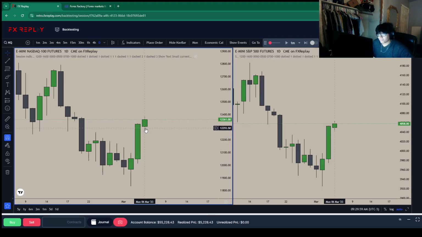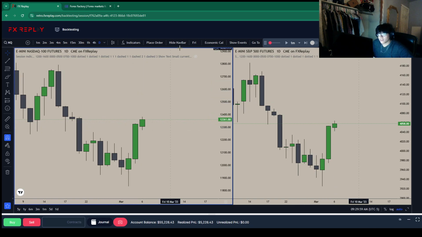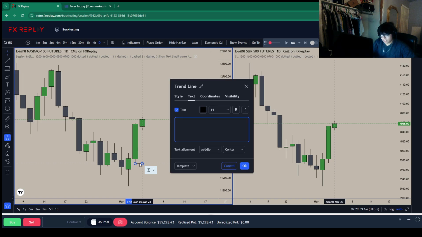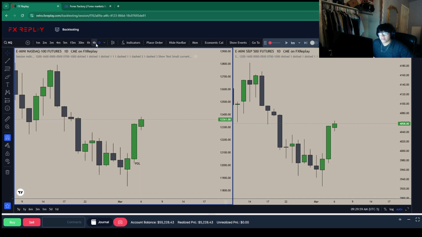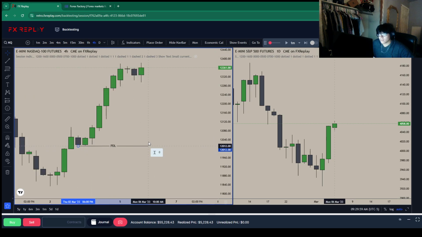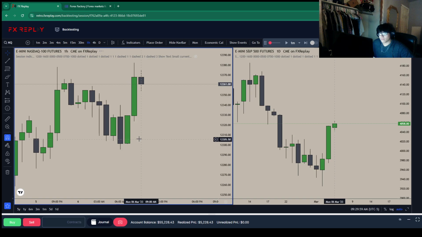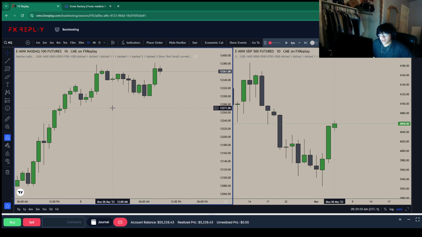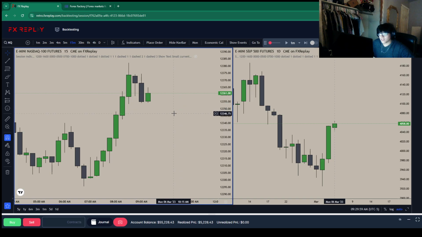So we can trade Monday here. So at 9:30. Previous day lows, previous day highs already taken. Okay, we have, it's a 15-minute chart here.